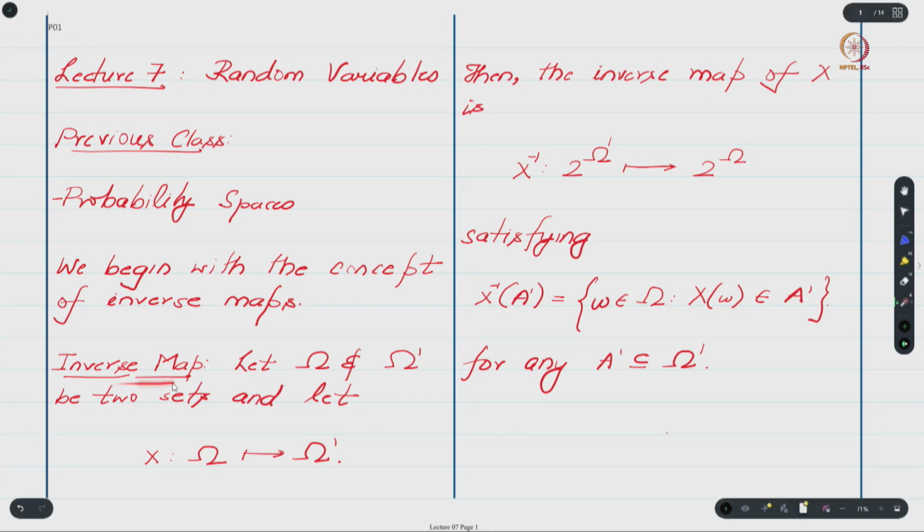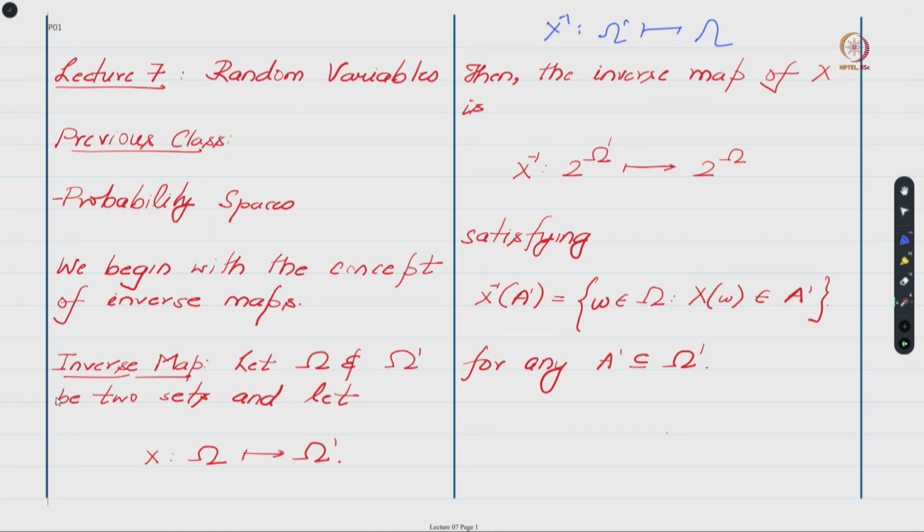Okay. So what is an inverse map? Let us say we have been given two sets omega and omega prime, and let us say we have a function that goes from omega to omega prime. Is this okay? Now if you had to define an inverse function, I am sure you all know that the inverse function does not always exist, but whenever it exists, you would have defined it to go from omega prime to omega. However, the inverse map that we will be defining now does not go from omega prime to omega. Instead it goes from the power set of omega prime to the power set of omega.